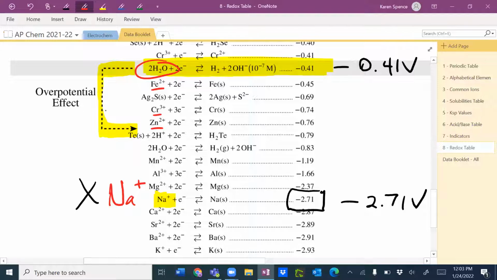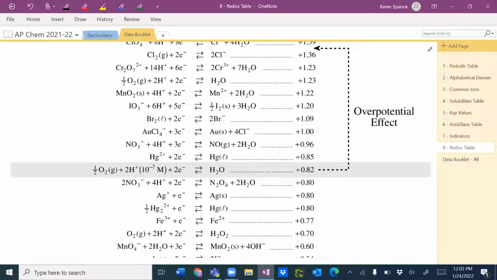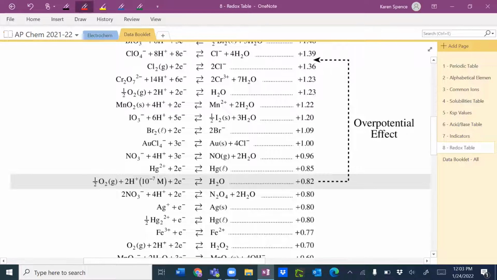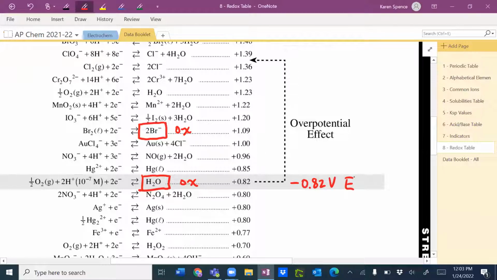All right, same thing's gonna go if you had something in this bracket up here. So if you're saying, is water going to get preferentially oxidized, or is bromide going to get preferentially oxidized? Now, normally you would say, water, if it's getting oxidized, that's negative 0.82 volts. That's the anode of oxidation.